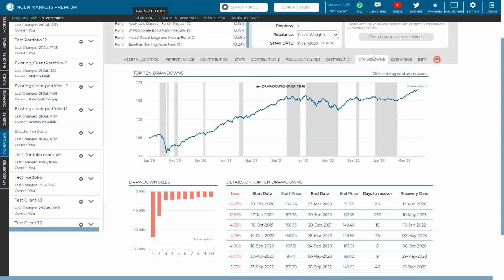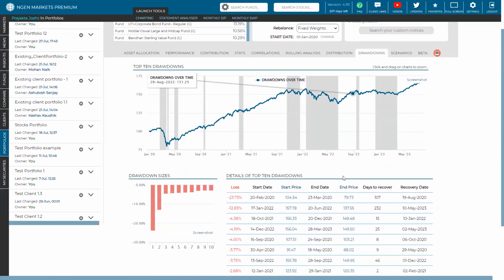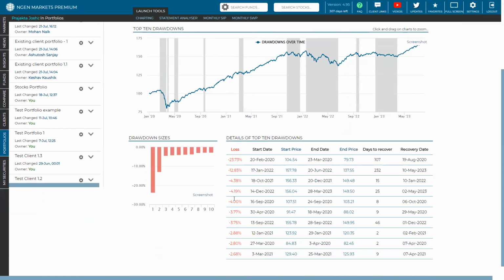That's the third last tab in the portfolio analytics. When you come here, you can see that we have listed down the worst 10 drawdowns of this portfolio. And let me just interpret this first one for you. In this case, it says that there was a loss of a magnitude of 23.73% between 20th of Feb 2020 to 23rd of March 2020. That typically means within a 1 month time period, the portfolio fell by 23%, when the weighted average NAV of the portfolio fell from 104.54 to 79.73.